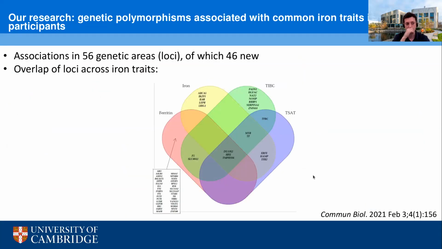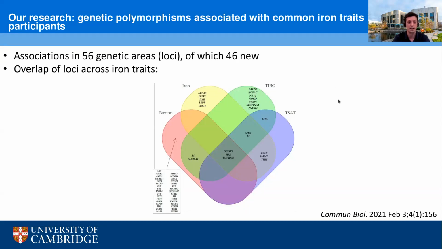And we did something similar in our work. We focused on common iron traits in over 240,000 participants. And we found association with 56 genetic areas, loci, of which 46 were not found before in previous genetic studies, which is kind of interesting because it can help us understand the causes of iron disorders. It can help us understand the genetic architecture of iron and so on.